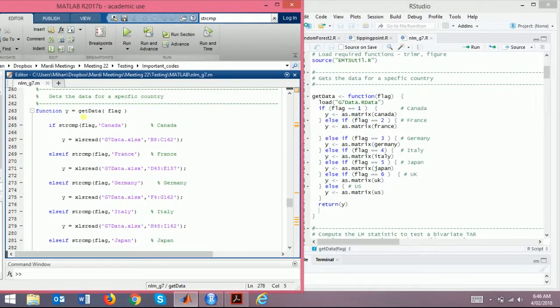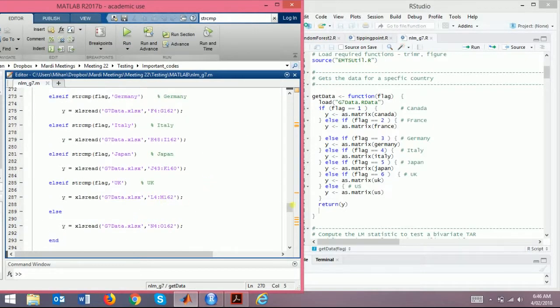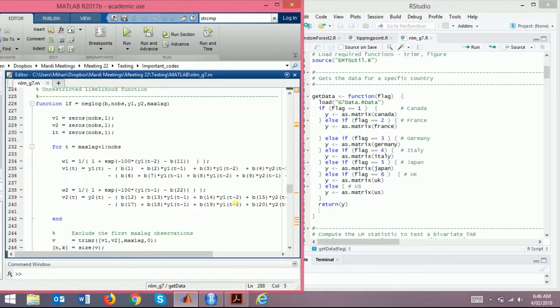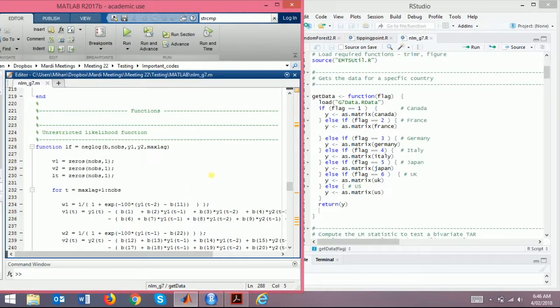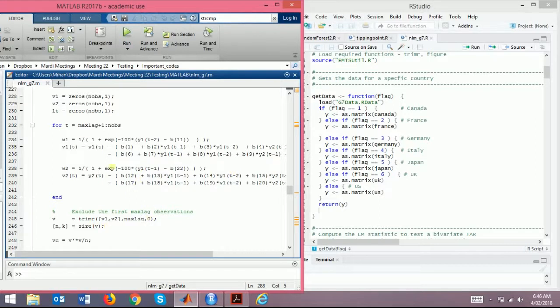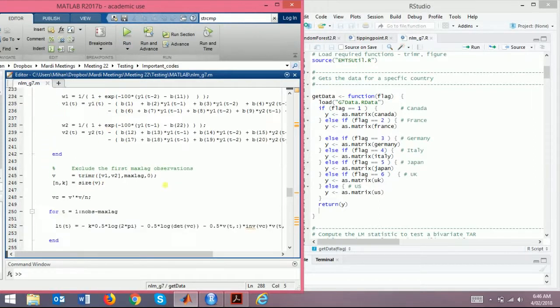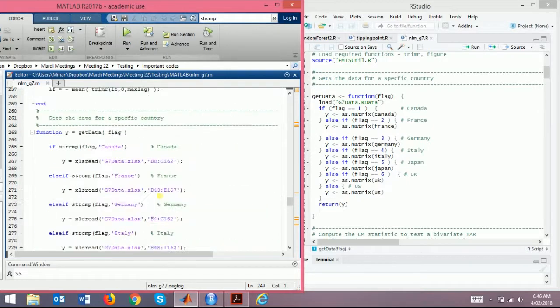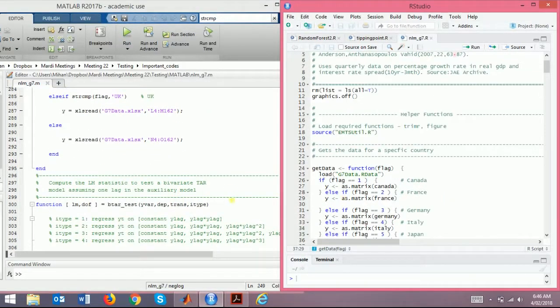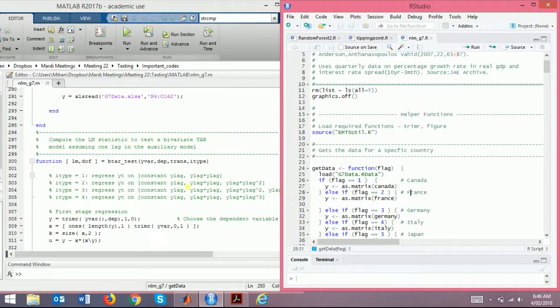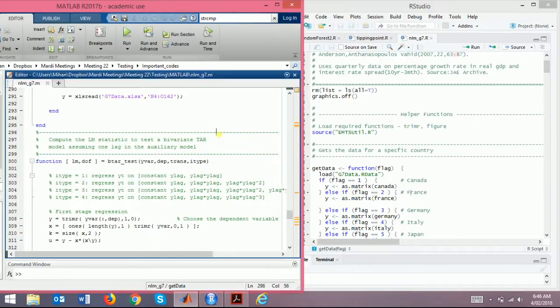And the function is called getData. We created that with the flag as the input, and we return the output. So what did we do here? First of all, we defined the likelihood function, because for that likelihood function we needed the residuals and the transition function. We did that, and we also allowed the system to remove the first max lag observations, something to memorize. And we're getting the data now. Alright, then another function. So we have two functions now, getData function and log likelihood function.